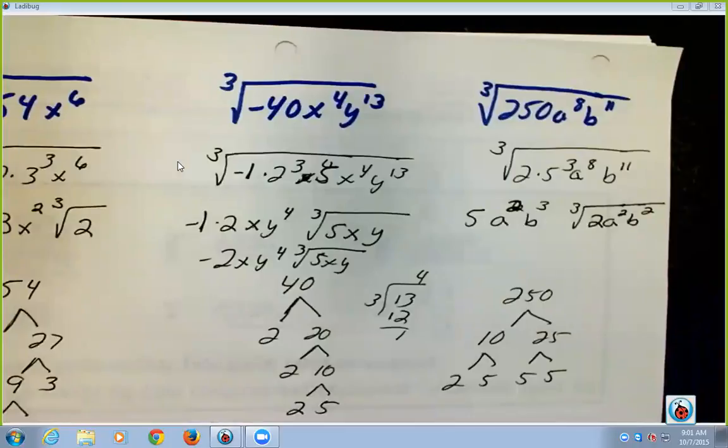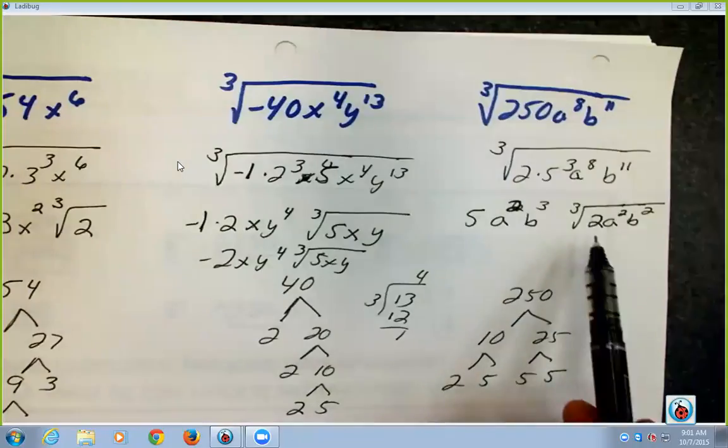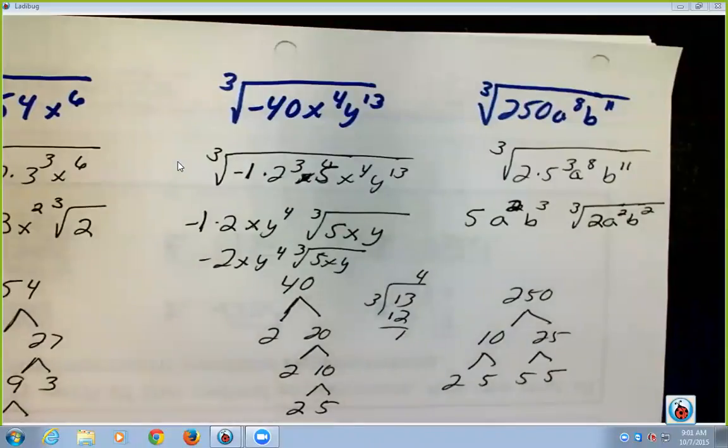With this one, you've got quite a bit left underneath your radical, because there's a bit of stuff that doesn't come out when you're working with that one. So be aware of that, that there'll be pieces left under there that don't come out.